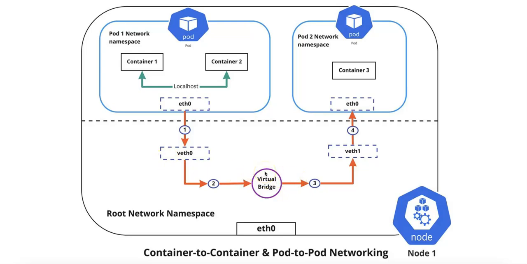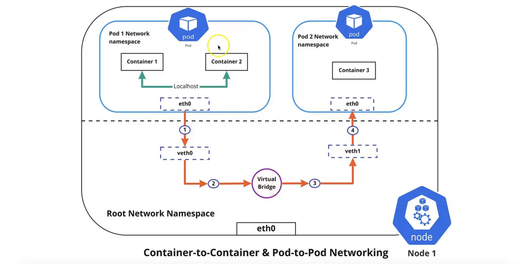Next, we have inter-pod communication. Pods communicate over the network as though they were separate machines, and each pod is assigned a unique IP address and operates in its own network namespace with its own eth0 interface. In Kubernetes, all pods are assigned IP addresses within a flat network space, meaning they can communicate directly with one another without NAT, or network address translation. This diagram highlights how traffic flows between the pods. For example, pod 1 and pod 2 communicate through their respective veth interfaces and the virtual bridge.